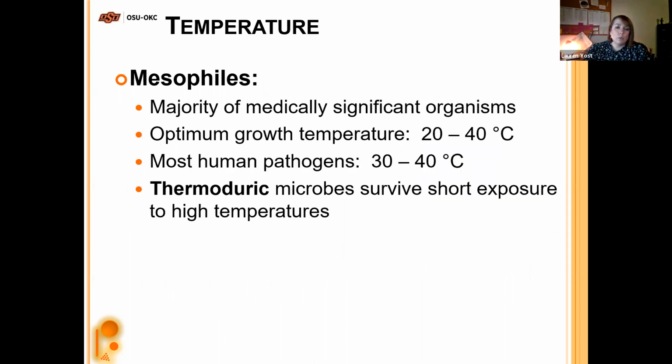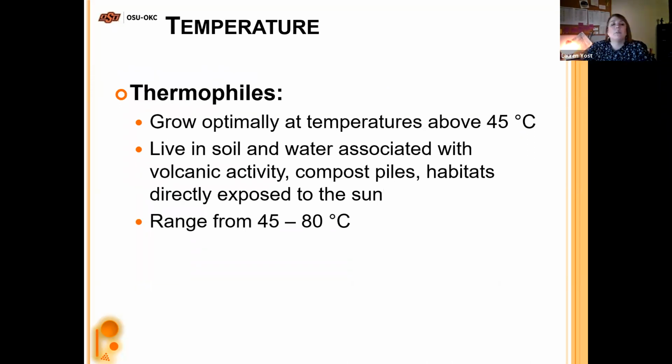Mesophiles are most of the ones that we would typically be encountering on our day-to-day. Their optimum growth temperature is 20 to 40. Most of the human pathogens are going to like it at 30 to 40. So those are the most medically significant ones. Then we have the thermoduric microbes that survive short exposure to high temperatures, but they prefer to be at the mesophile temperatures. Then we have thermophiles that prefer heat.